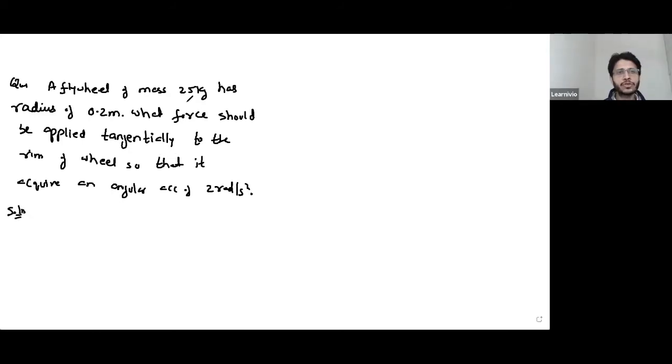A flywheel of mass 25 kg has a radius of 0.2 meter. What force multiplied tangential to remove so that it requires an angular acceleration of 25? So the radius is given, which is 0.2 meter. Force is not known. You can write your torque as F into R, or even you can write your torque as I into alpha. So you can write that your force is I alpha divided by R.